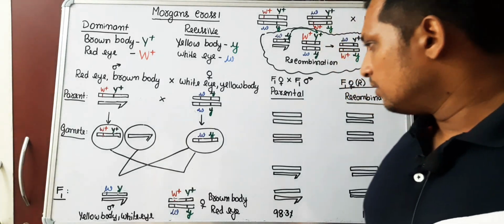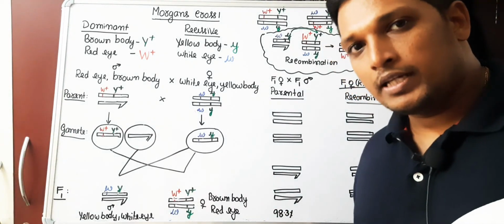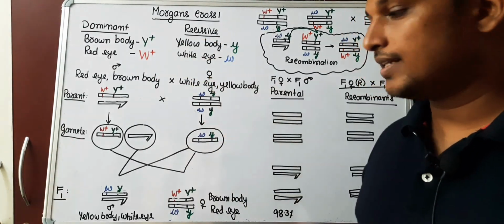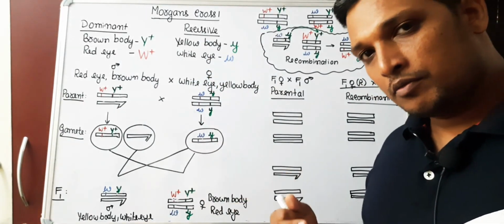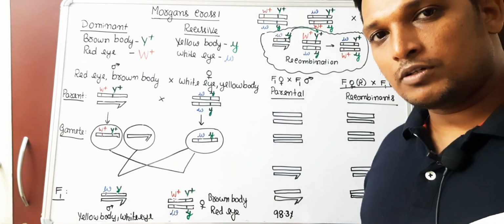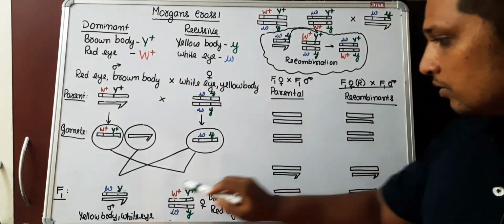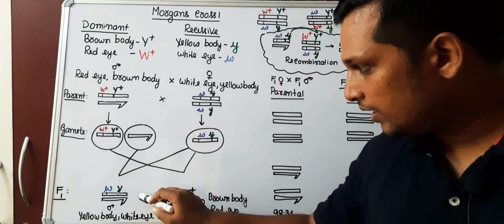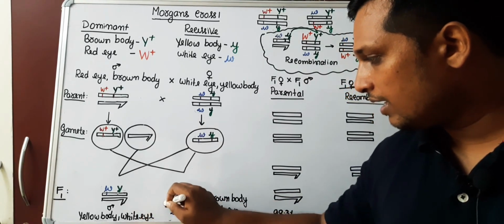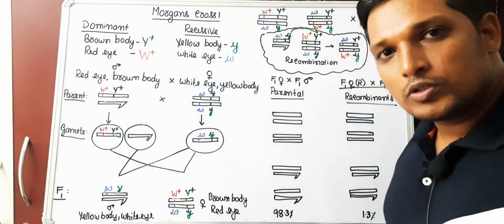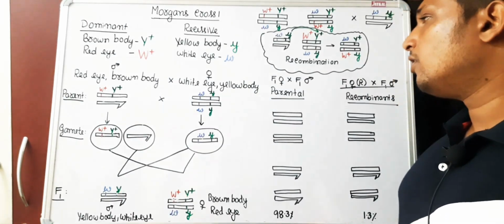Next, usually what we will do in any dihybrid cross, because we are taking two characters at a time, we get F1, then we do F1 into F1. So we will have to cross the F1 female with the F1 male. But before that, one more concept needs to be understood, that is the concept of recombination.